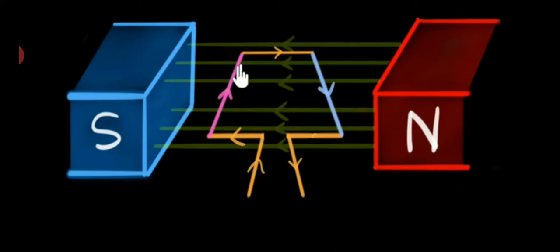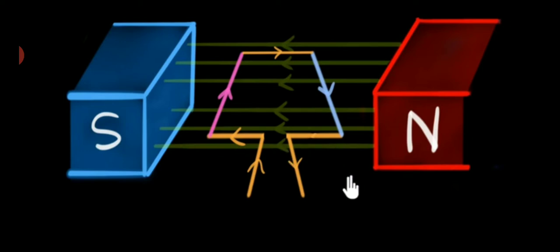Now, each side of this rectangular loop is a current carrying wire inside a magnetic field. That means each side will experience a force. And as a result, this coil might start moving. Now, to figure out how this coil will move, we need to figure out the direction of the force acting on each side of this loop.